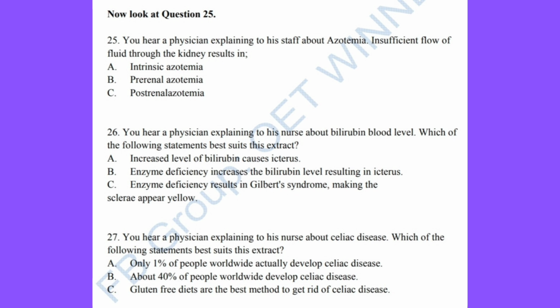A common cause of increased bilirubin is Gilbert syndrome, a deficiency in an enzyme. As the bilirubin levels in the blood get higher, the white part of our eyes, called sclerae, may turn yellow. Also, our skin may appear yellowish. This is called icterus or jaundice.